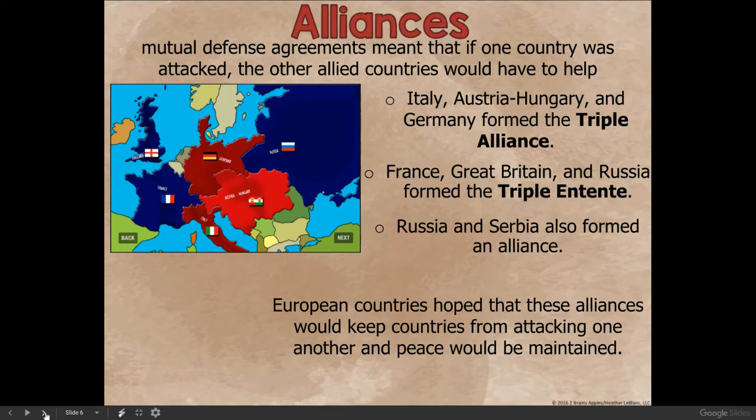So again, these alliances are set up to protect these countries from one country attacking another. But really what it leads to is all of these countries getting pulled into a conflict that really didn't have anything to do with them. England gets pulled into a conflict that they have nothing to do with because of something else that happens that we'll talk about in a minute.